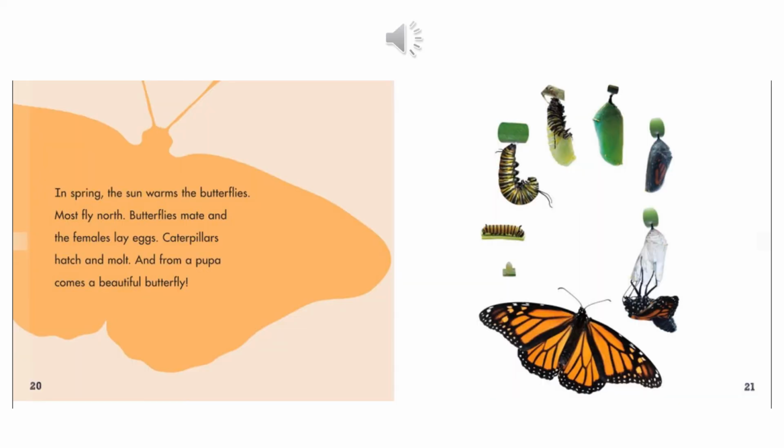In the spring, the sun warms the butterflies. Most fly north. Butterflies mate and the female lays eggs. Caterpillars hatch and molt, and from a pupa comes a beautiful butterfly.